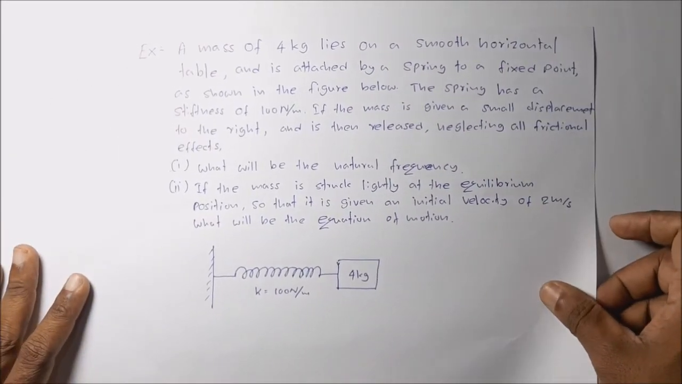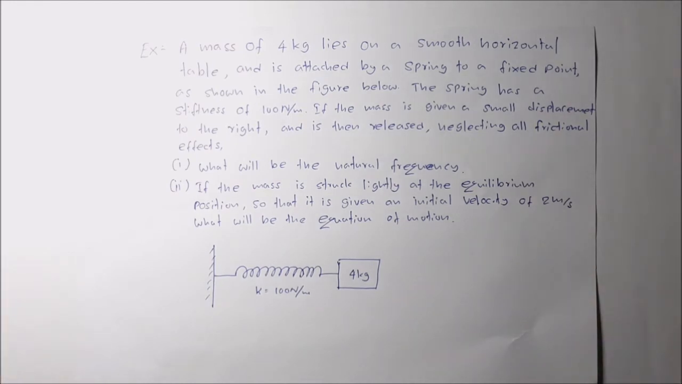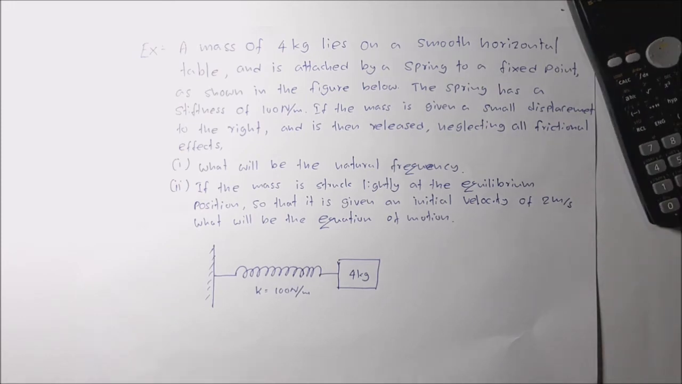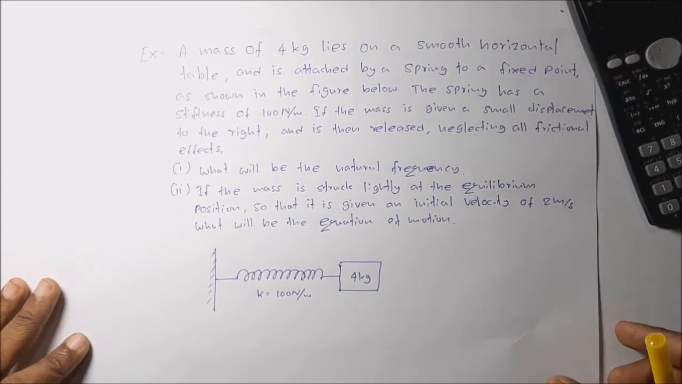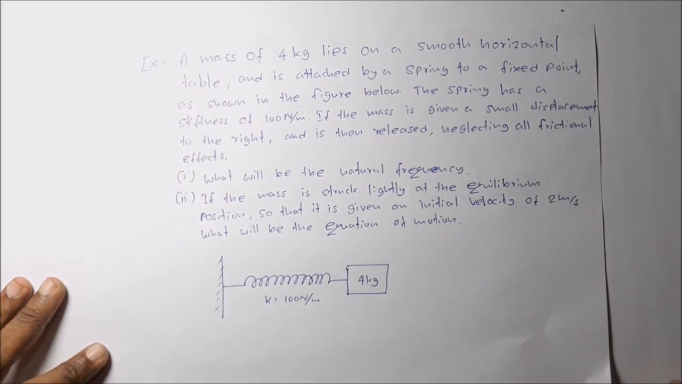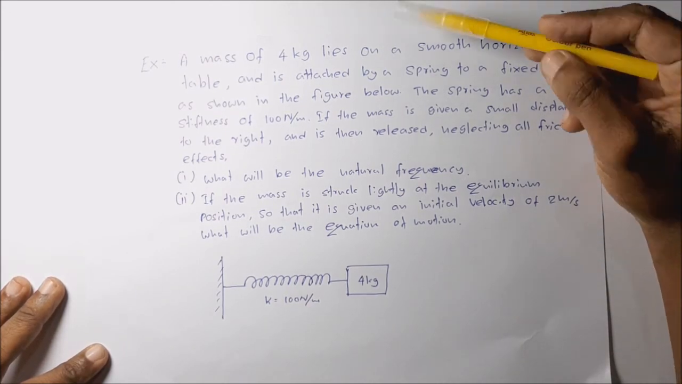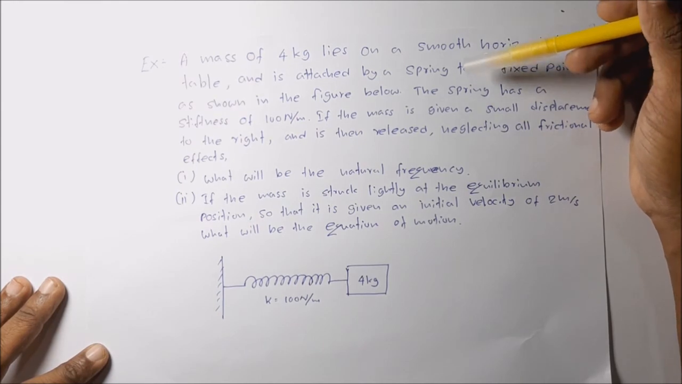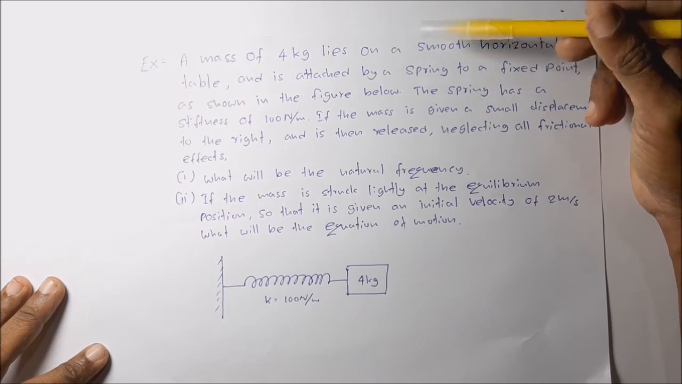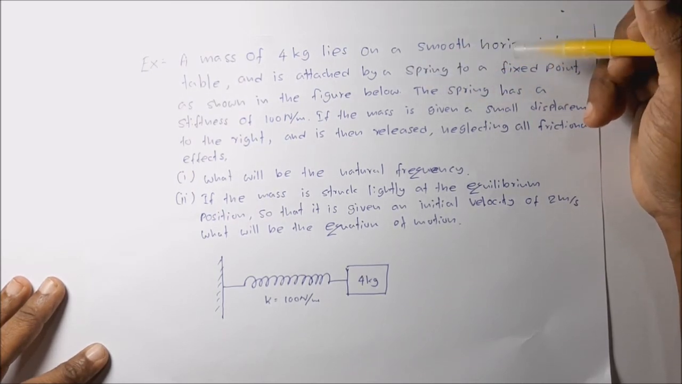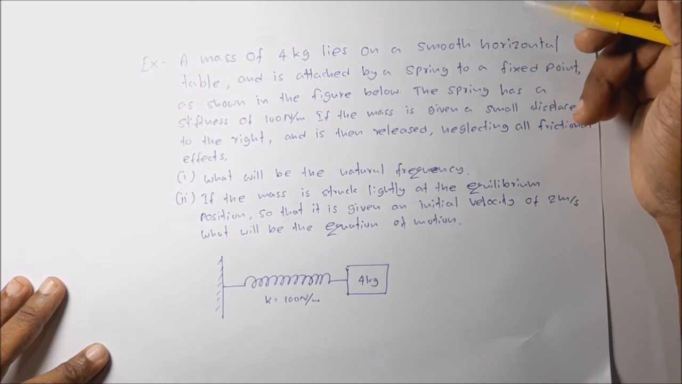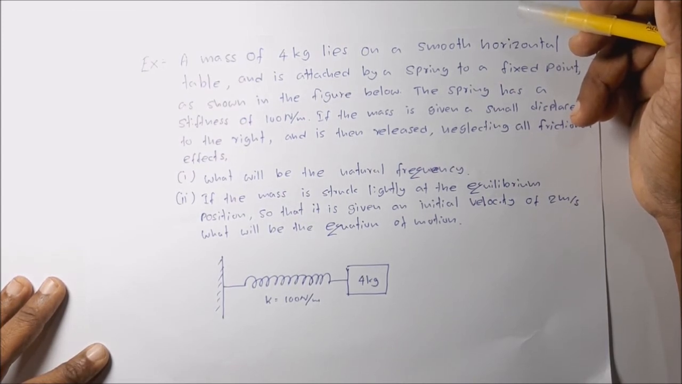Okay, let's take an example from this vibration. First try to work out this example. A mass of 4 kg lies on a smooth horizontal table and is attached by a spring to a fixed point as shown in the figure below. The spring has a stiffness of 100 Newton per meter. If the mass is given a small displacement to the right and then released, neglecting all frictional effects, what will be the natural frequency? If the mass is struck lightly at the equilibrium position, so that it is given an initial velocity of 2 meters per second, what will be the equation of motion?